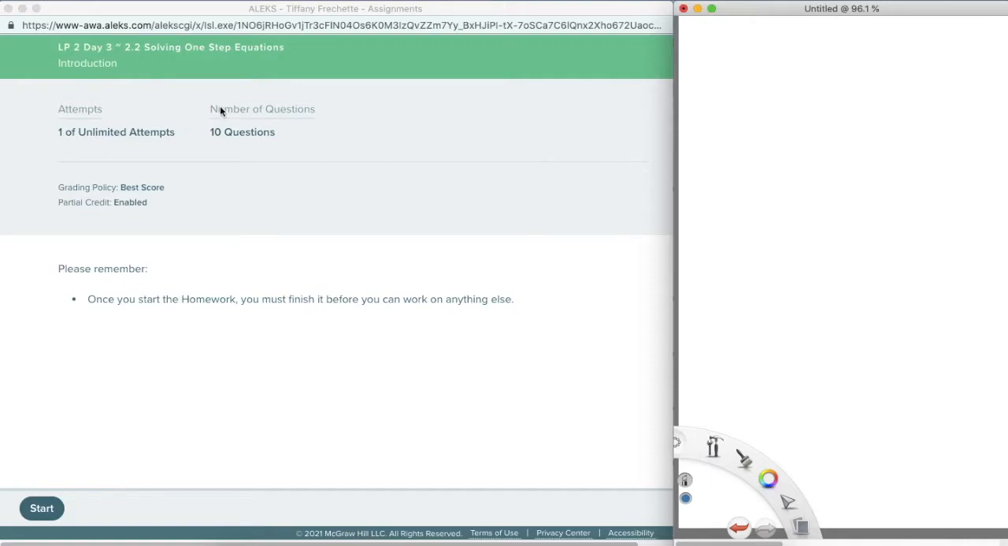The number of questions. So this particular assignment has 10 questions. It will have anywhere from 1 to 10 for your assignments. Grading policy, best score. So that always means your best attempt is the one that you get to keep. And partial credit means, if you answer 1 of 10 questions, you get credit for the 1 question.